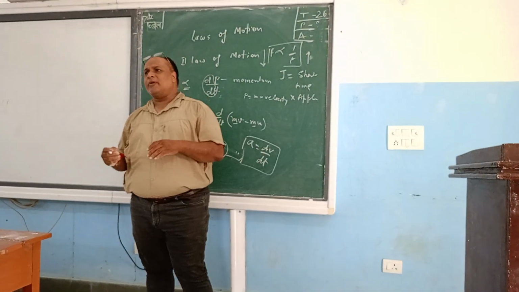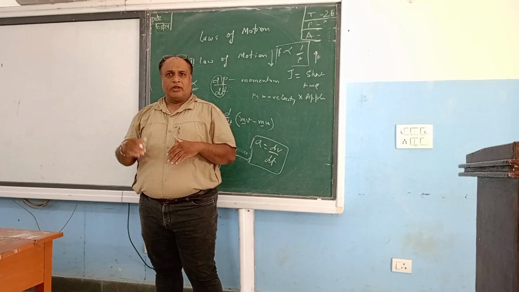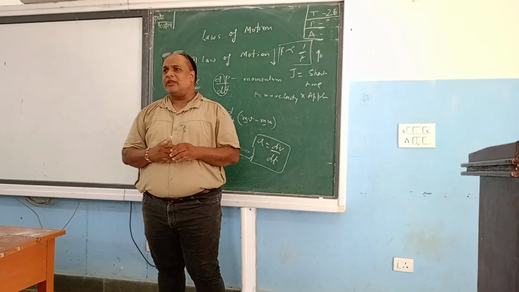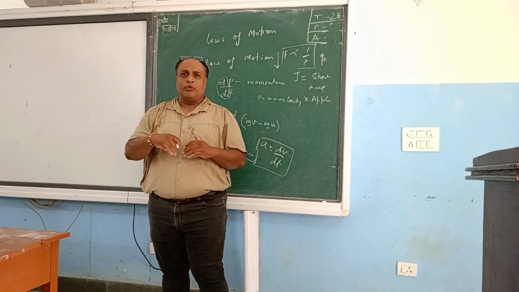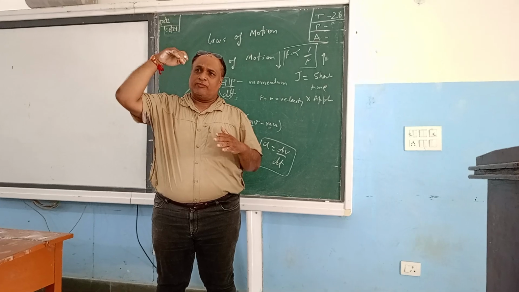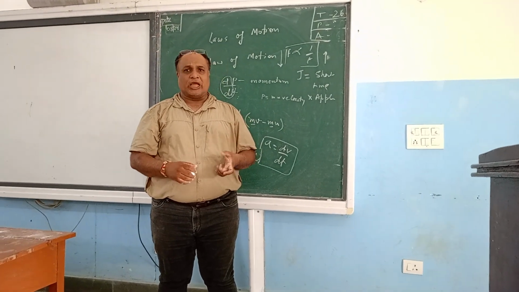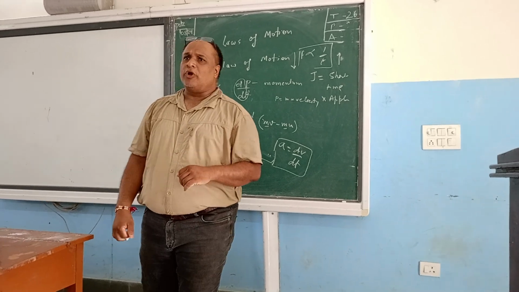Clear? The second example: when a person jumps from a great height onto a pool, he is not hurt. Why is he not hurt? Because whenever he jumps from a height onto water, he moves in the downward direction. Whenever they move in the downward direction, time increases and force decreases. These are some examples of impulse.